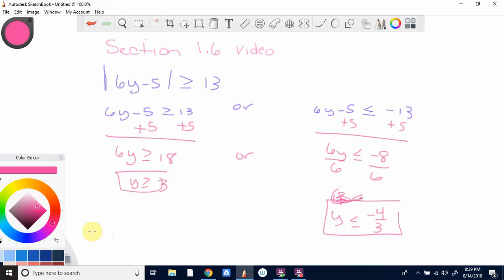So we go to the number line, and we've got negative 4/3, or negative 1 1/3, and 3. So we say y is greater than or equal to 3. So it's greater than or equal to, so we have a solid circle, and greater than goes this way. Y less than or equal to negative 4/3. So there's your graph.